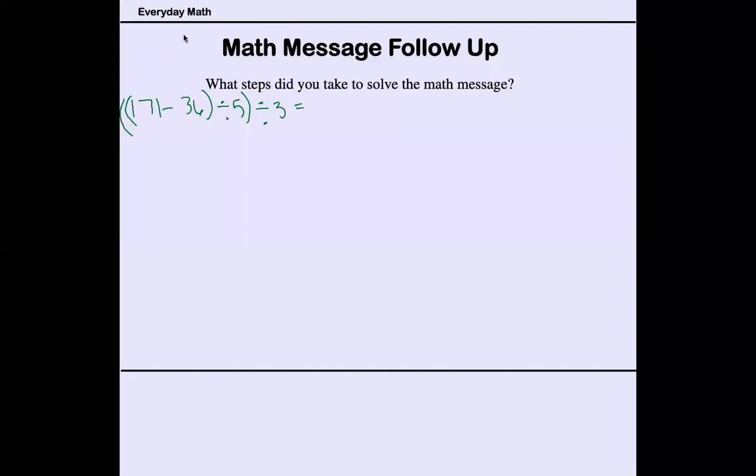So the first step you would have to do is 171 minus 36 would be 135. So next step, I would have to do 135 divided by 5. Step 2 right there.